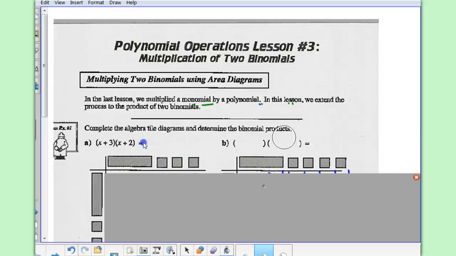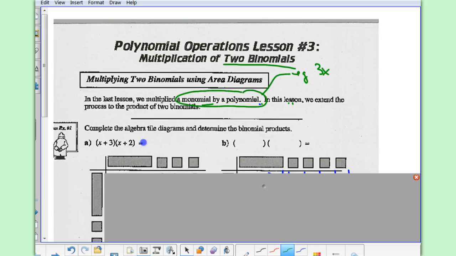Hello, Math 10C. So we continue our journey with multiplying polynomials with lesson 3, multiplying two binomials. What do those words mean? Well, if you remember, last time we multiplied a monomial by a polynomial. So for example, last day in lesson 2, you might have multiplied 3x times x plus 3, and then you might have even had to subtract, like 2x times x minus 2. But in both of these cases, you were multiplying a monomial times a binomial or other bigger polynomials.